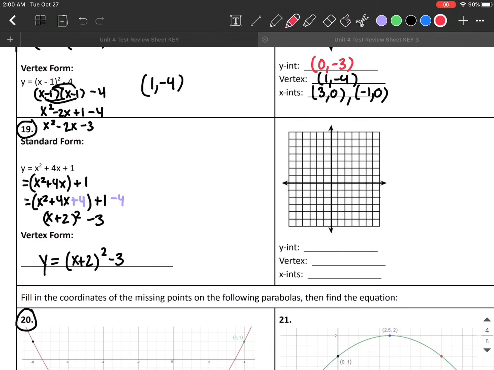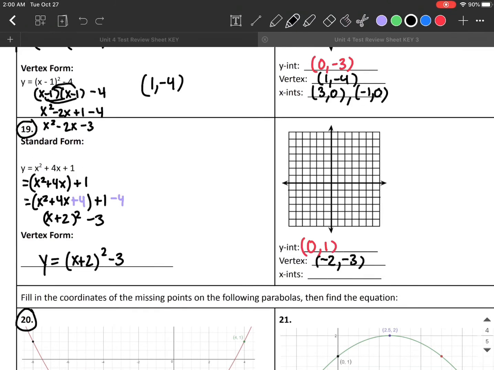First of all, the y-intercept: I can just plug in 0 for x in my standard form and very easily see that it's (0, 1). The vertex I can take from the vertex form here. What I'm subtracting inside of the parentheses is negative 2, and what I'm adding outside the parentheses is negative 3. And then the x-intercepts I can get by factoring this thing.